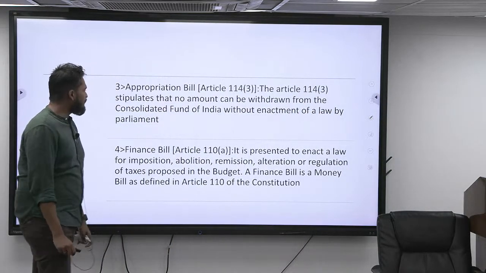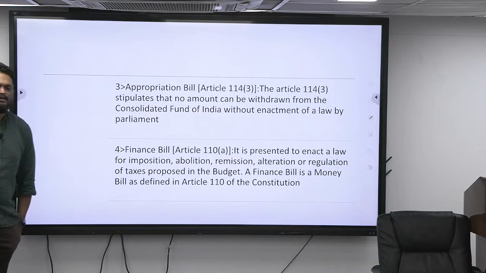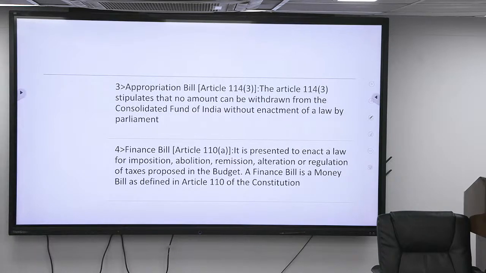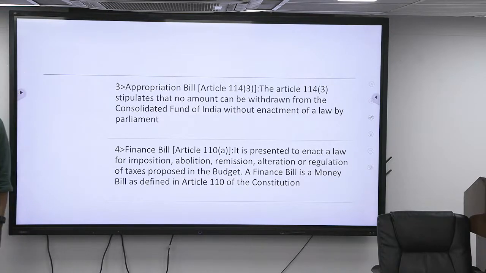Appropriation bill, article 114 clause 3 stipulates no amount can be withdrawn from the Consolidated Fund of India without enactment of a law by Parliament. That means if Parliament does not approve, then you cannot withdraw the money. Why? Same reason as whatever we saw. Who is the custodian of the public purse? It is Parliament. If Parliament does not give permission, then the executive cannot use this money. That is the philosophy behind this overall article.